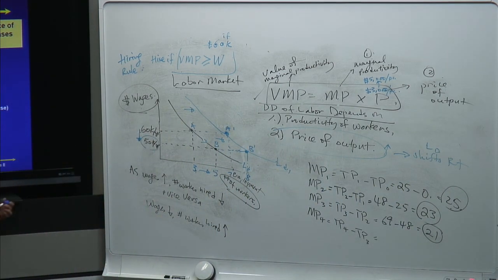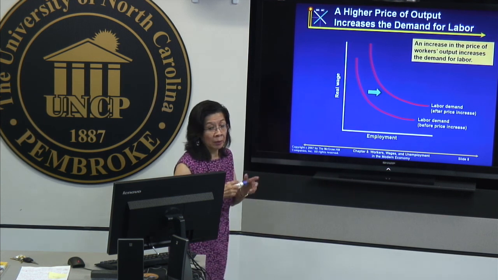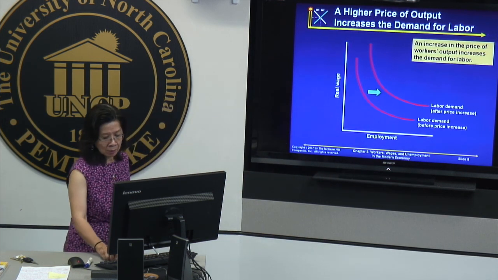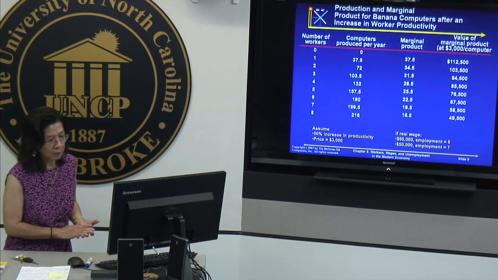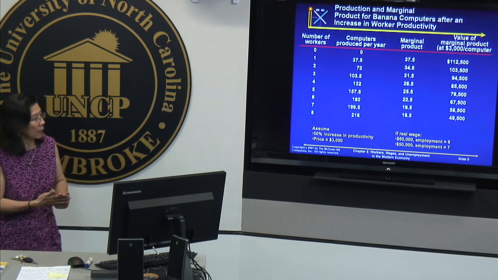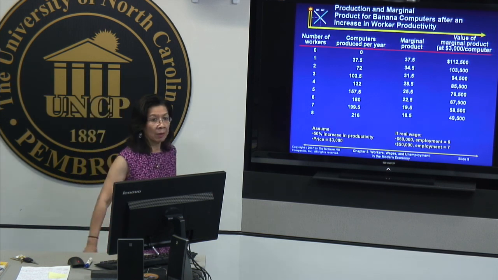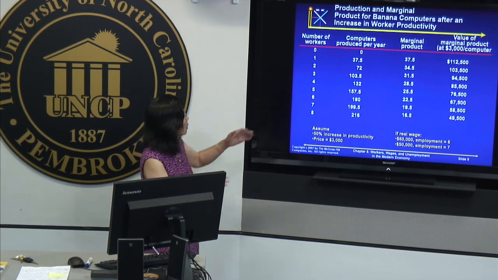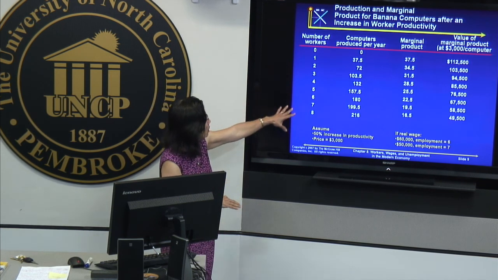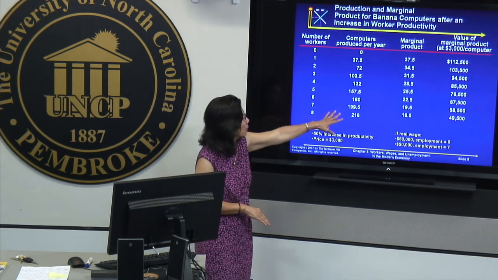Okay, now there is one more factor we have not talked about, that is productivity of the workers. So we also have to analyze that. In order to do that, let's look at another example. So this will be another table in your textbook now. If you look at it, this is the number of workers. This is computers produced per year.